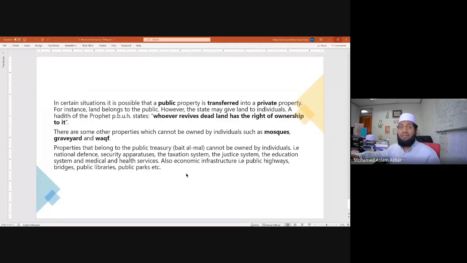Even in Malaysia, you can see that there are so many unused lands. We have many unused lands. We don't have people to use it. We don't have people.